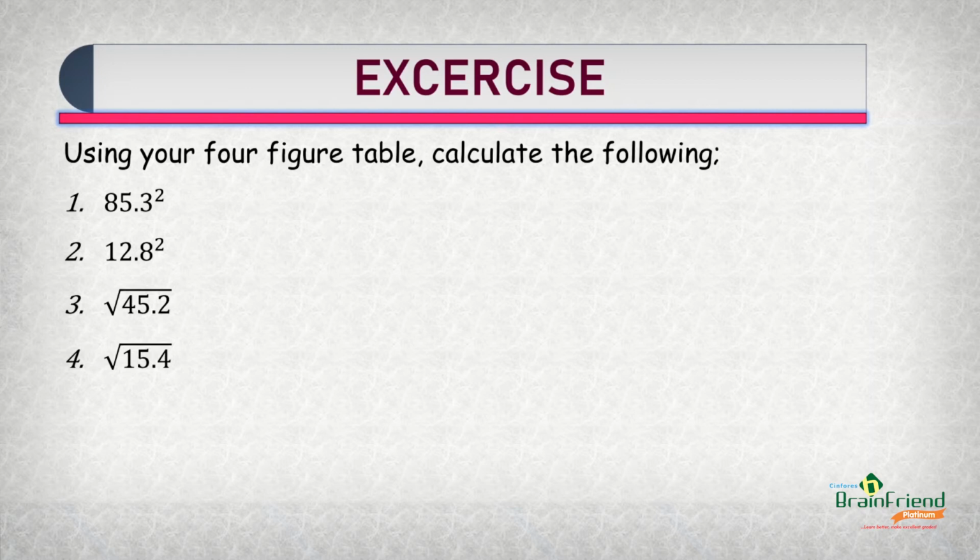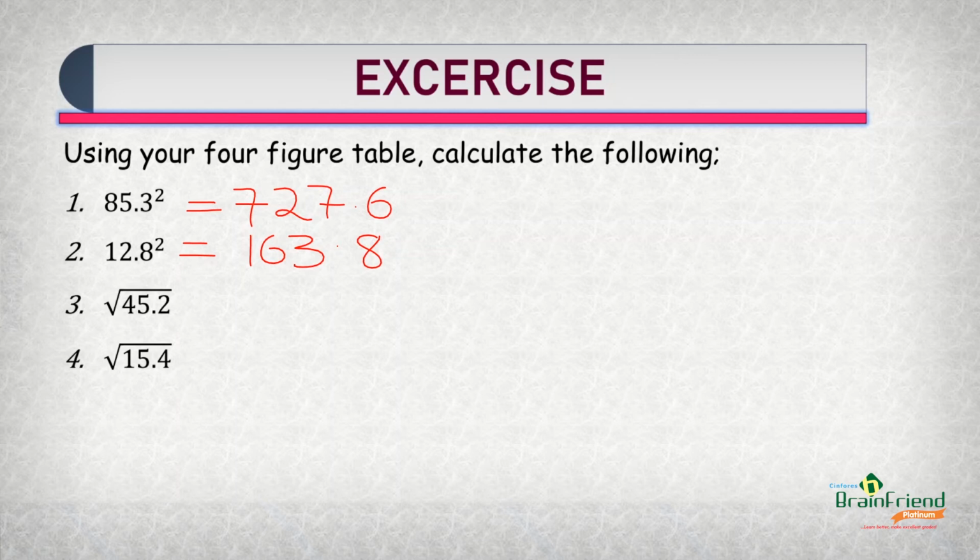Now it's time for you to do it yourself. Do well to pause this video and solve this exercise. I'm sure you're done. Now using your four-figure table, number 1, 85.3 square is 727.6. Number 2, 12.8 square is 163.8.